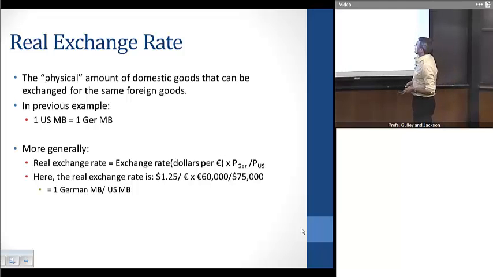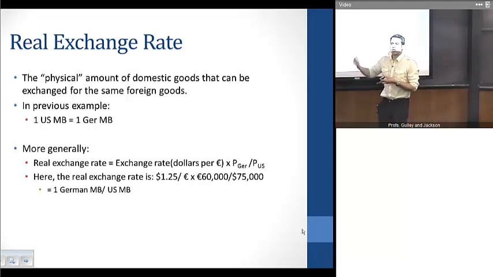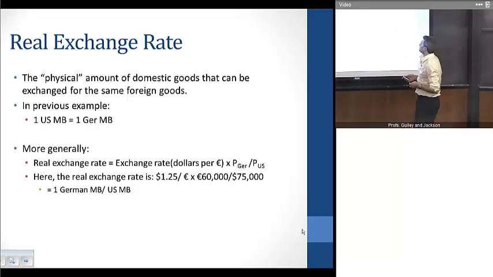So the real exchange rate we think about as the physical amount of goods that we can get for the same price in each country. So the example that we just looked at, this real exchange rate is the amount of German Mercedes-Benz we get per amount of U.S. Mercedes-Benz. So they're physical units of goods, how much we can actually buy in goods in one country as we transform our dollars into euros and purchasing power into another country.